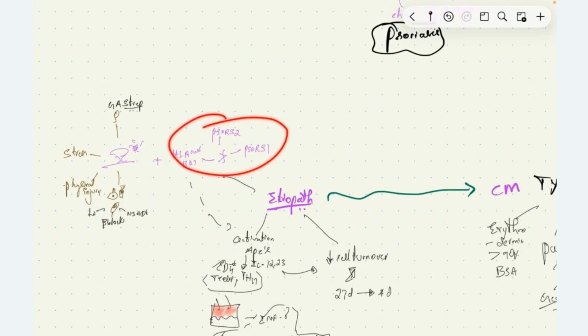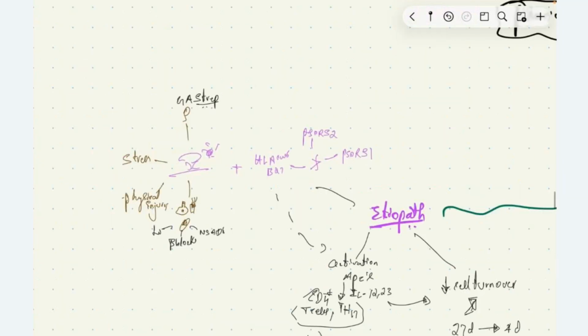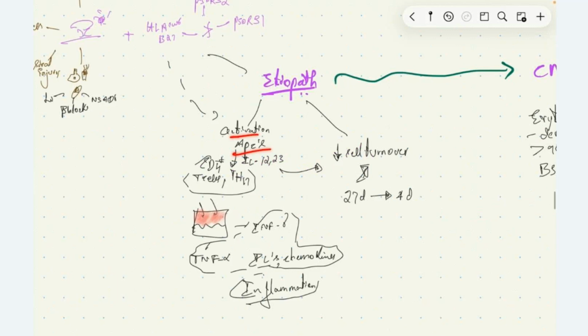this condition. Along with this genetic predisposition, if the patient has environmental factors like infection with group A streptococcus, stress or physical injury, trauma, alcohol, smoking, and then intake of drugs like lithium, beta blockers, NSAIDs, and other drugs, this will trigger the activation of antigen presenting cells.